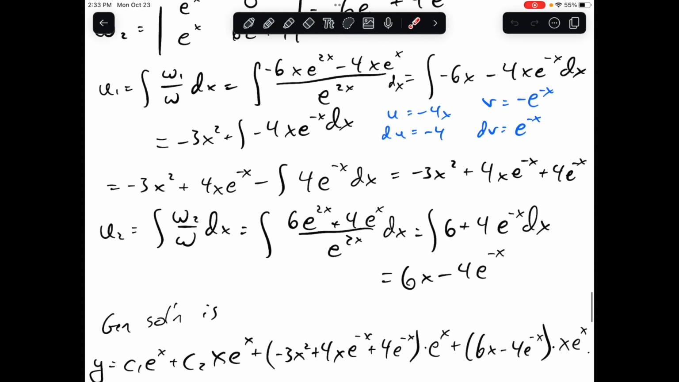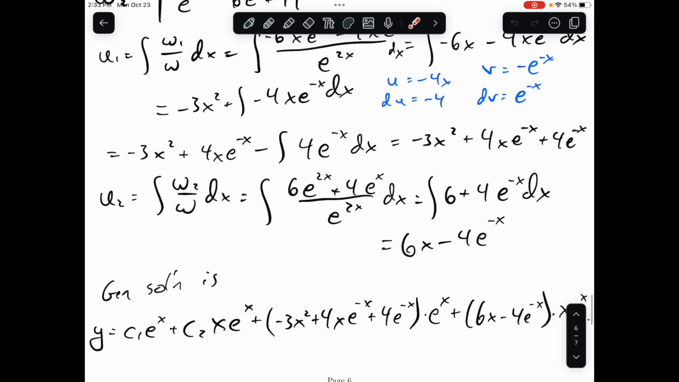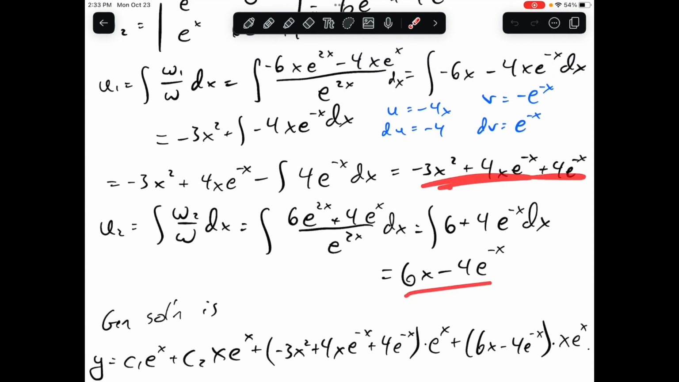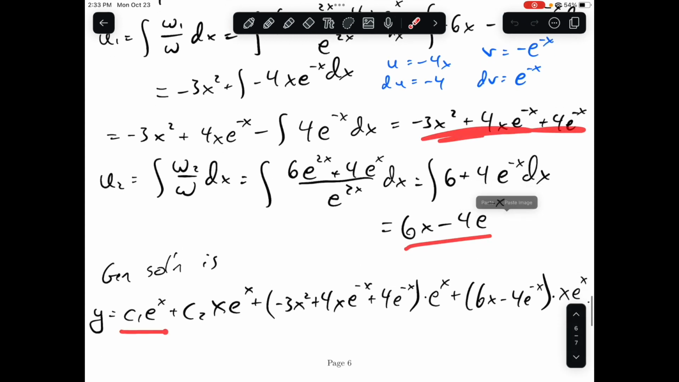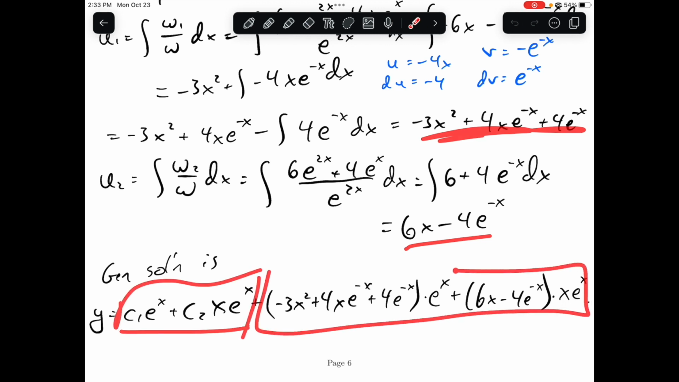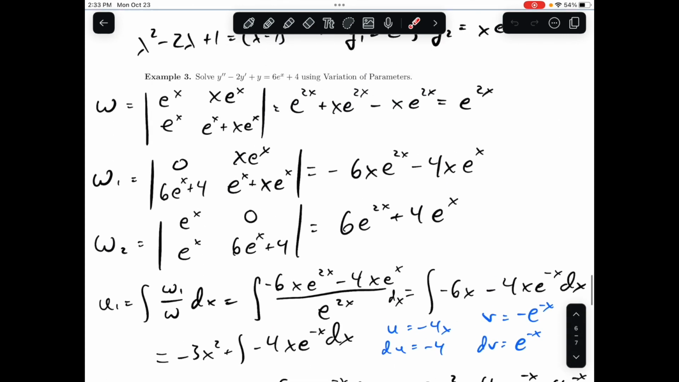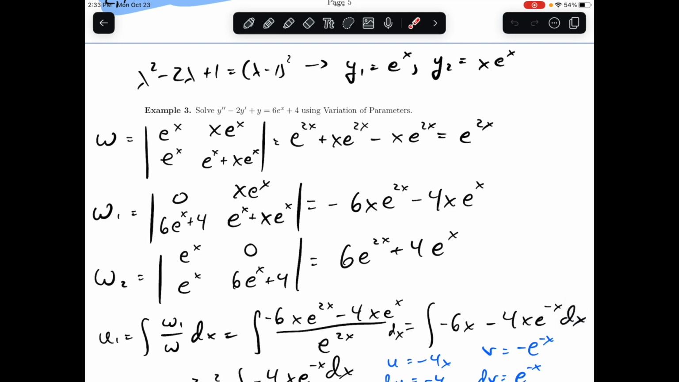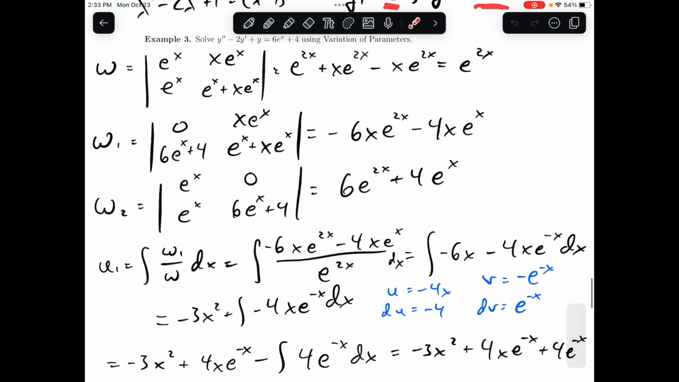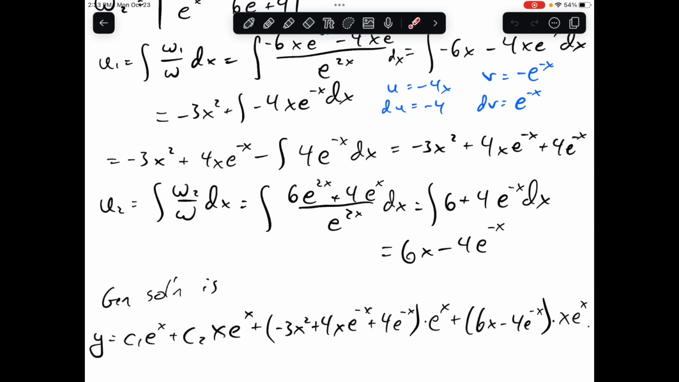After you integrate that, so that's your u2, this was your u1, and so your general solution is going to be your complementary solution plus your particular solution. So complementary is just going to be c1y1 plus c2y2, and then your particular is going to be u1y1 plus u2y2, right? Our y1 and y2 are e to the x and x e to the x. So c1y1 plus c2y2, and then for our particular, we get u1y1 plus u2y2, where this is our u1 that we computed, and this is our u2 that we computed.